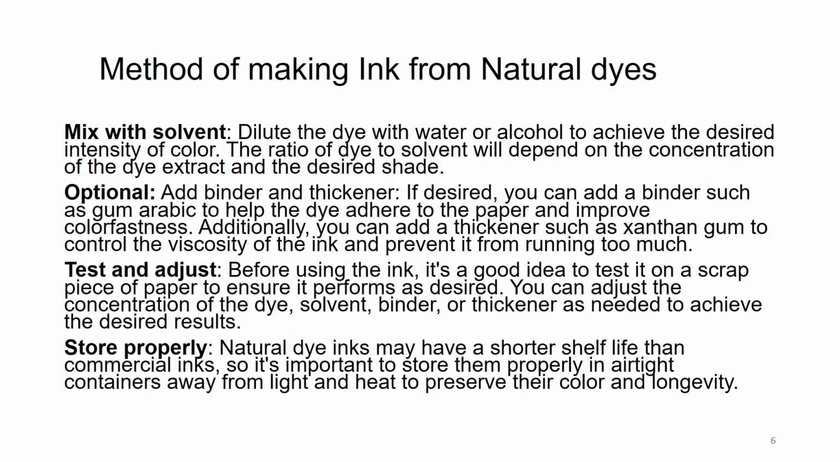Optional, add binder and thickener. If desired, you can add a binder such as gum arabic to help the dye adhere to the paper and improve the color fastness. Additionally, you can also add a thickener such as xanthan gum to control the viscosity of the ink and prevent it from running too much. That means you are actually controlling the viscosity and the consistency of the dye ink.